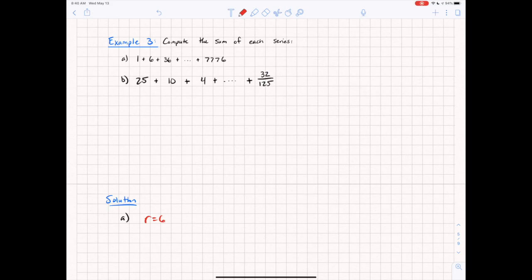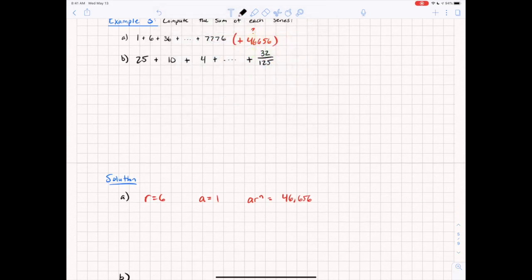Now, what's really interesting about a geometric series is that it doesn't care how many terms there are. Right? I don't need to know what n is, unlike arithmetic. Instead, I really just need to figure out what the extra term would be. I need to multiply 7,776 by 6 one more time. So that would be 46,656. So a lot of sixes. And so what that tells me is that a is 1, and ar to the n is 46,656. And now I actually have everything to calculate the sum according to the formula.